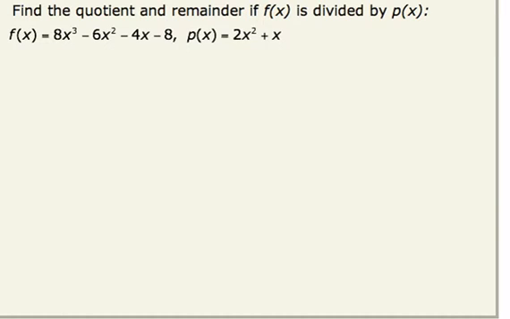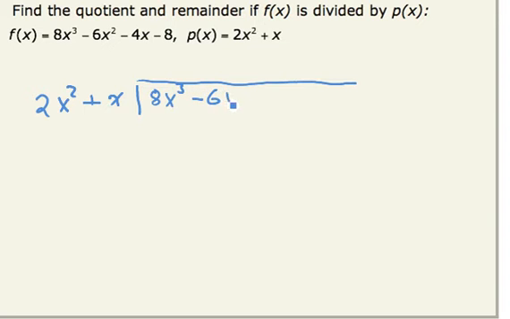The procedure for dividing polynomials is very, very similar to the procedure for dividing integers. So the first thing I'm going to do is rewrite the way these two polynomials are written here, and I'm going to rewrite them like this. 2x squared plus x. I'm going to divide that into the polynomial 8x cubed minus 6x squared minus 4x minus 8.